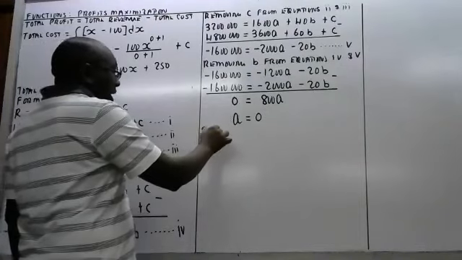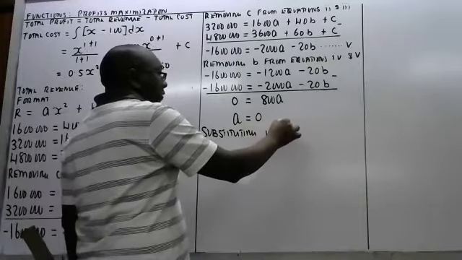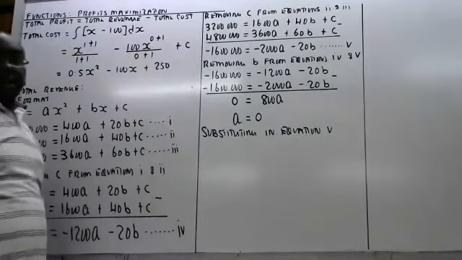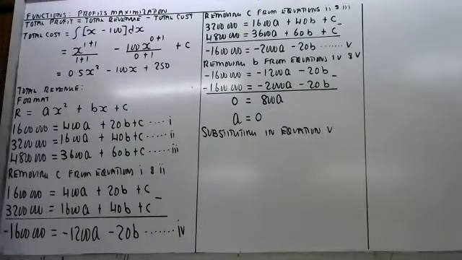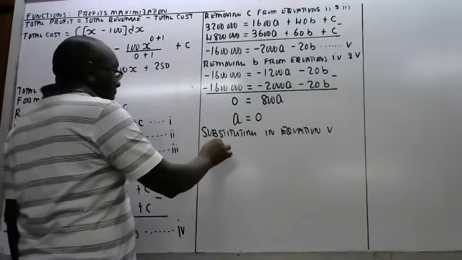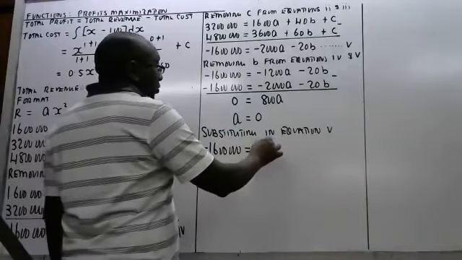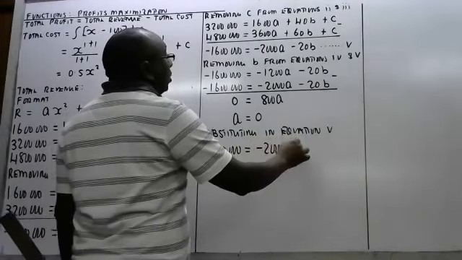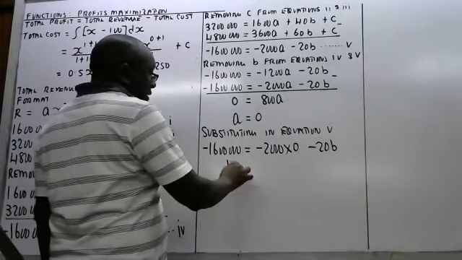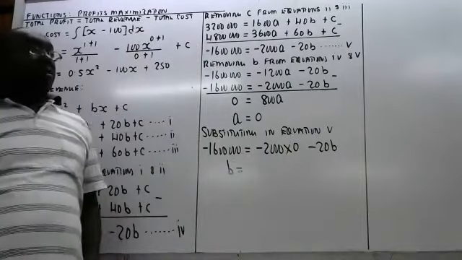Now from there, I will say substituting in equation 5, substituting that value in equation 5, I will come and have minus 1.6 being equal to minus 2000 times 0 minus 20B. So now let me know what B is. Give me the value of B.